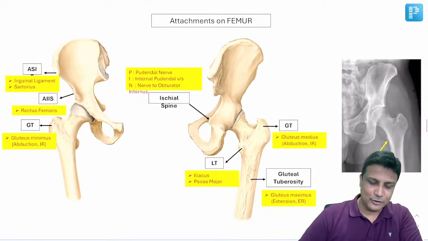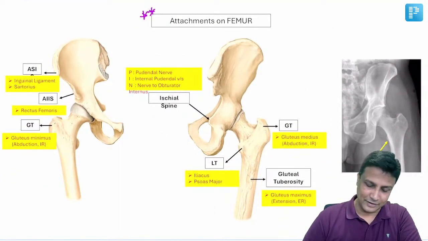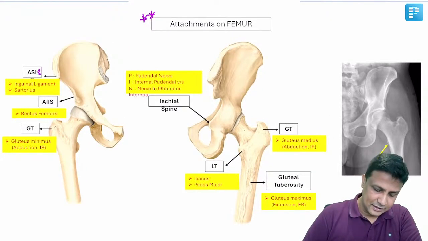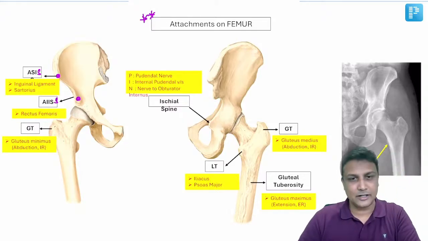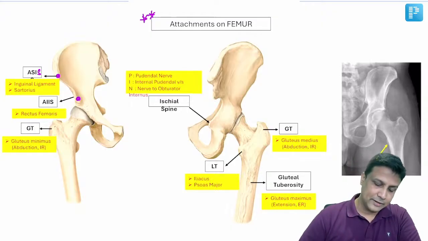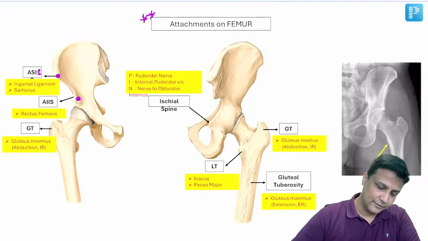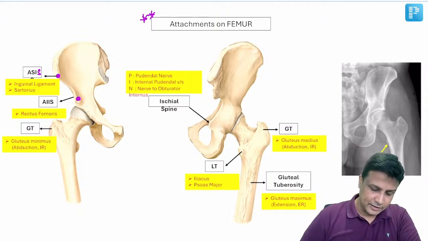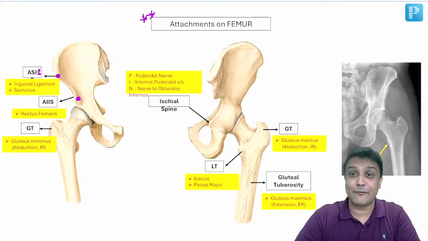Another very important concept for your INI-CET exam is the attachments on the femur. In this diagram, this is the ASIS, and this one is the AIIS: anterior superior iliac spine and anterior inferior iliac spine. At the anterior superior iliac spine, one ligament is attached, and it goes all the way to the pubic tubercle. That is the inguinal ligament. Along with that, the sartorius muscle is attached there. At the anterior inferior iliac spine, the muscle originating is the rectus femoris.